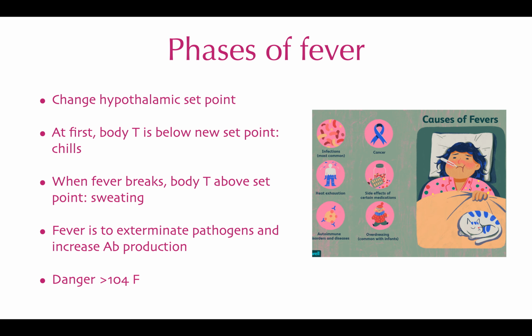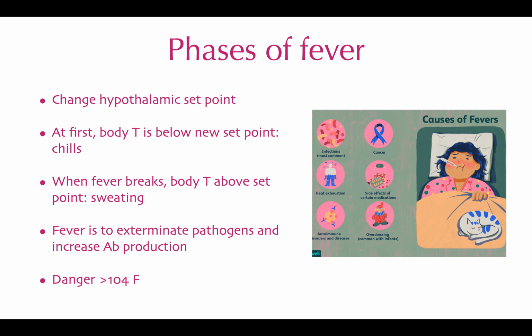So at first, the body is below the new set point, and that's why you feel the chill. If I got sick with the flu, my body's going to raise the set point to 100 degrees because 100 degrees is still fairly safe for the body. Since I am not at 100 degrees, I feel cold. And then when the fever breaks, the body temperature is too high. That's why you sweat. You're trying to bring it back down. So finally, my body says, you know what? We've killed enough of the pathogens. Let's lower the set temperature back down to 98. But my body is still at 100 degrees, so somehow we have to bring the temperature down.